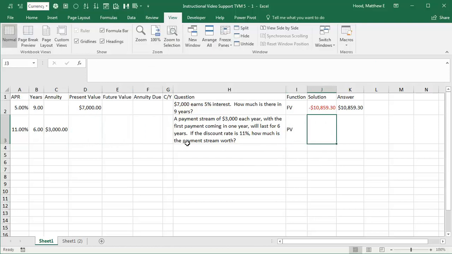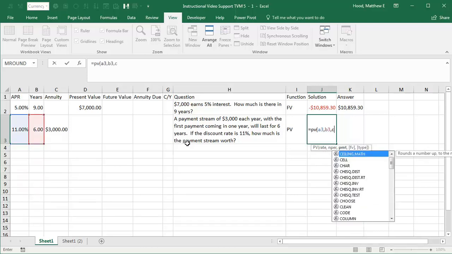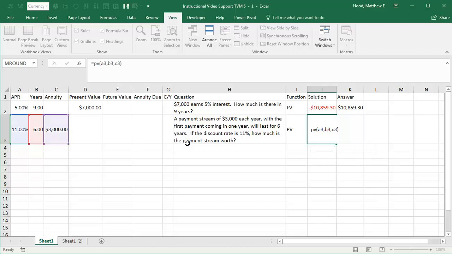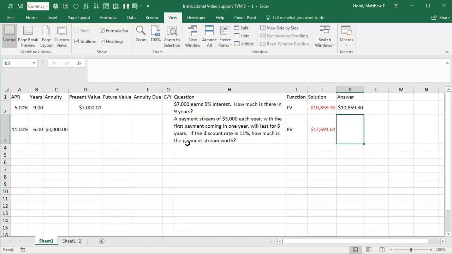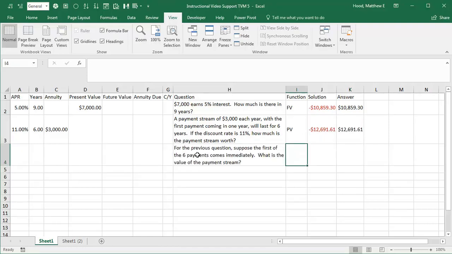This function, present value. So solution is present value, the interest rate, the number of periods, the payment, and I get minus 12,691.61 from the function. But I know the answer is how much this would be worth. It would be the negative of that, 12,691.61. It's a positive number.